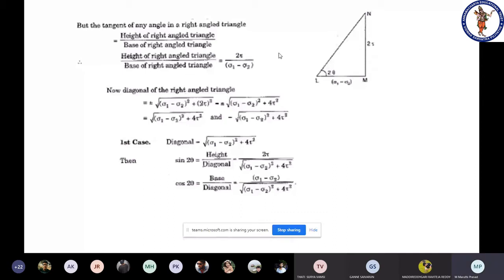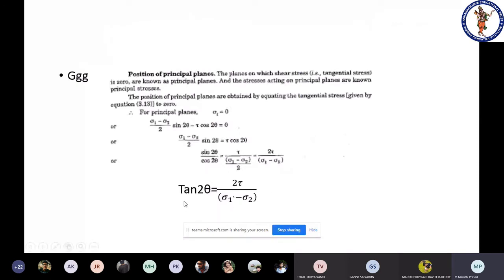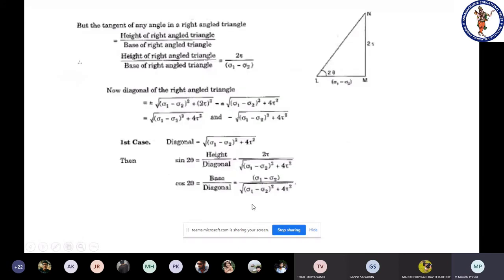The principal plane is a plane with zero shear stress. So whatever derivation we got for tangential stress, that is equated with 0. By equating with 0, we got tan 2 theta equals 2 tau by sigma 1 minus sigma 2. In any right angle triangle, tan is nothing but opposite side by adjacent side. Here the opposite side is the height of the triangle and the adjacent side is the base of the triangle. So the opposite side is represented as 2 tau and the adjacent side is represented as sigma 1 minus sigma 2.